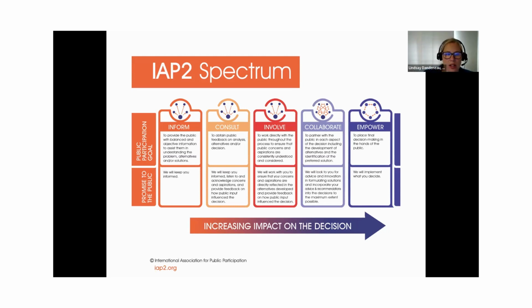The next level is consult. You might have a list of options already prepared, and you want to get their feedback on it. The promise to the public is we will keep you informed, will listen and acknowledge your concerns and aspirations, and will provide feedback on how public input influenced the decision. So it's sort of the lowest level of engagement, but a lot of engagement with the general public happens at the consult level.